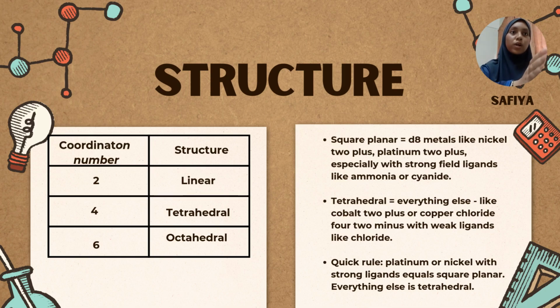So, here is how to identify each shape. Square planar happens with d8 metals, which have 8 electrons in the d orbitals, like nickel 2+ and platinum 2+, especially with strong field ligands like ammonia or cyanide. That's square planar. Tetrahedral is everything else other than the ones I listed as square planar, like cobalt 2+ or CuCl4 2- with weak ligands like chloride. For a quick tip to remember, platinum or nickel with strong ligands equals square planar. Everything else is tetrahedral.